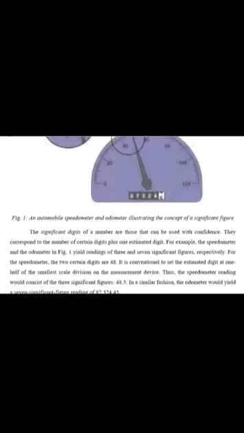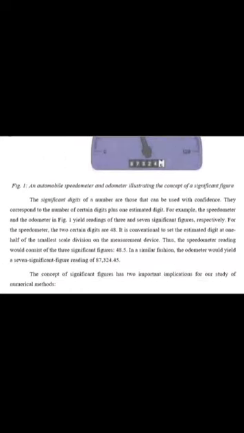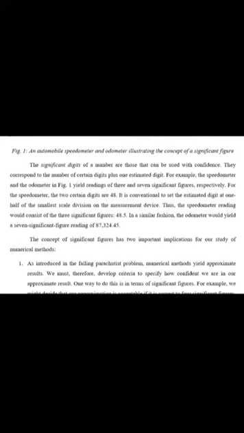So let's consider the concept of significant figures, which has two important implications for our study of numerical methods. As introduced in the falling body problem or falling parachutist problem, numerical methods yield approximate results. Okay? Remember, numerical method, yung sa lecture 1 natin, yields approximate results. We must therefore develop criteria to specify how confident we are in our approximate result. One way to do this is in terms of significant figures. For example, we might decide that our approximation is acceptable if it is correct for significant figures. Ibig sabihin nito, for digit numbers, okay?